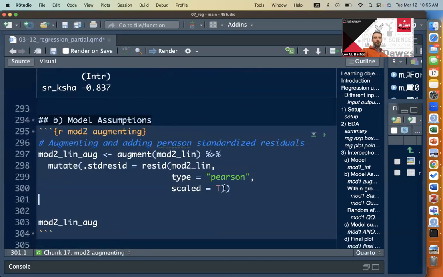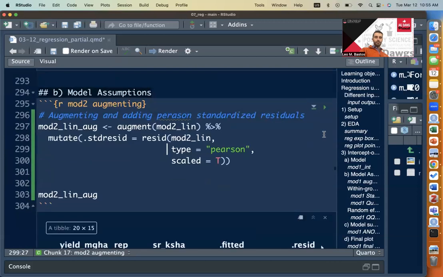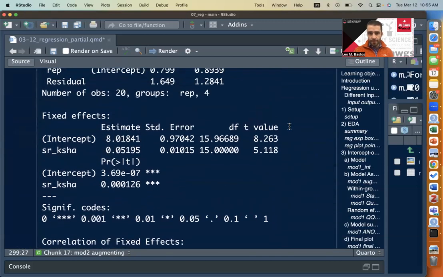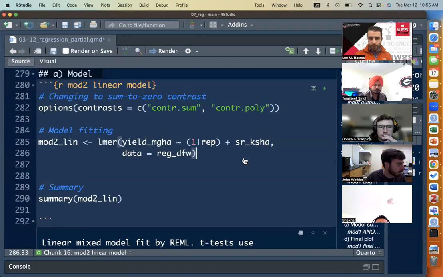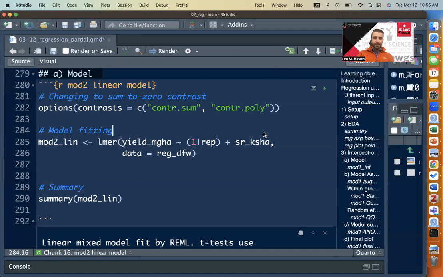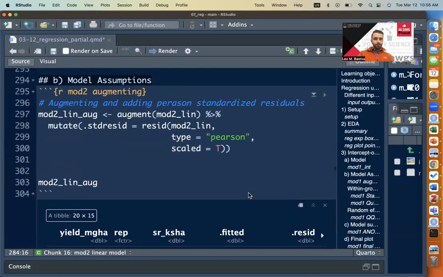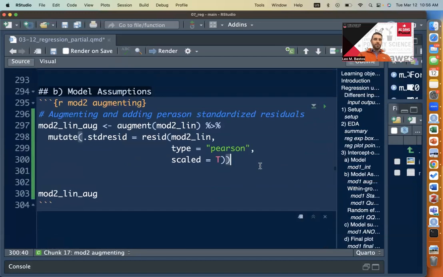All right, I left you the code for extracting the residuals, calculating the standardized residual, so we can go ahead and run it. Dr. Bastos, could you just go back up that previous chunk? I think I missed something there. I'm sorry, this one here. All right. So extract the residuals.